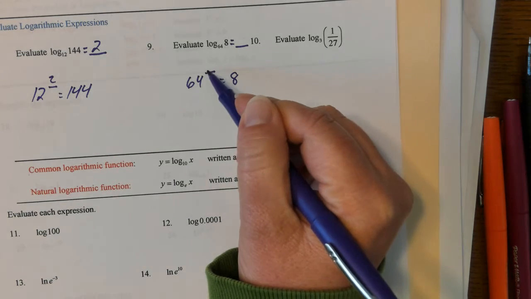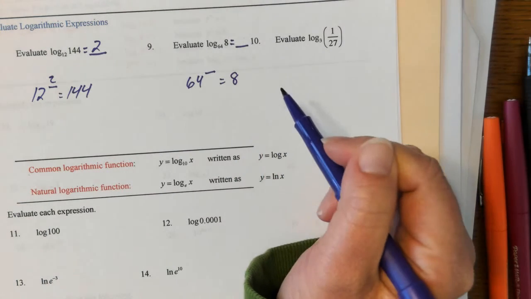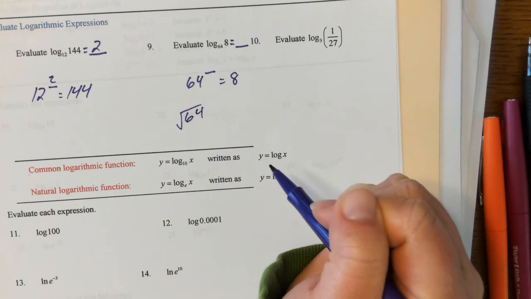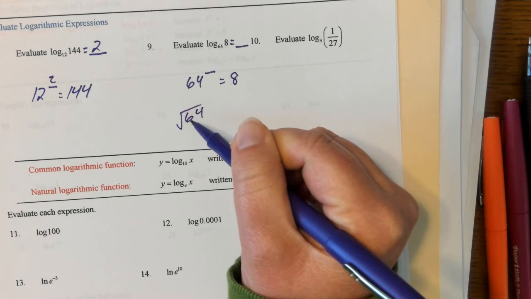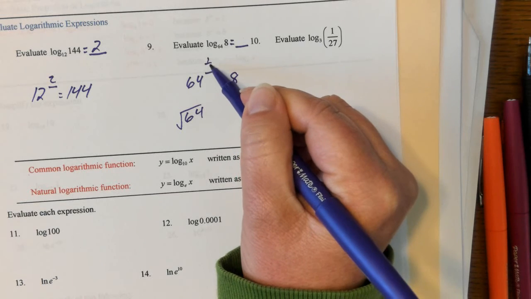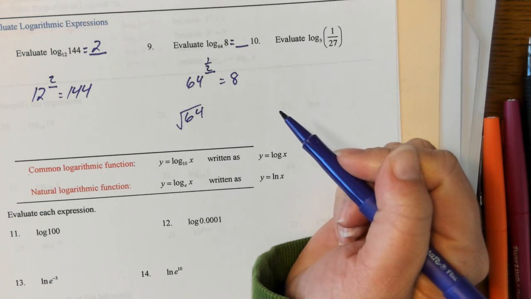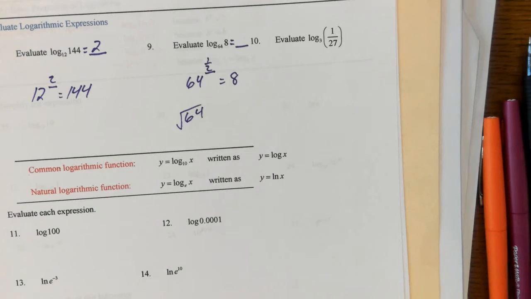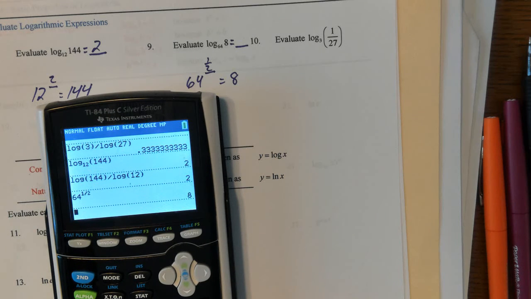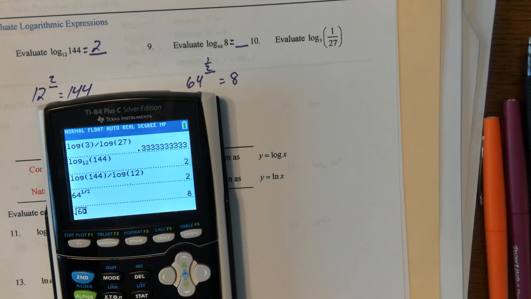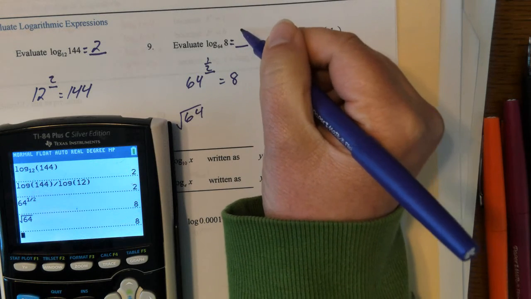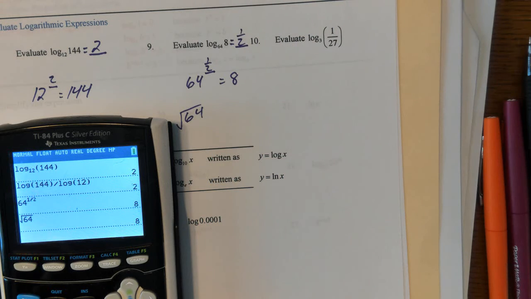What power could I raise it to so that I get 8? And I thought, well, the only way I know of that 64 turns into 8 is if you take the square root, because the square root of 64 is 8. Well, remember that square root is the same thing as raising something to the 1/2. So 64 to the 1/2 is 8, because the square root of 64 is 8. Okay, so that means log base 64 of 8 is 1/2.